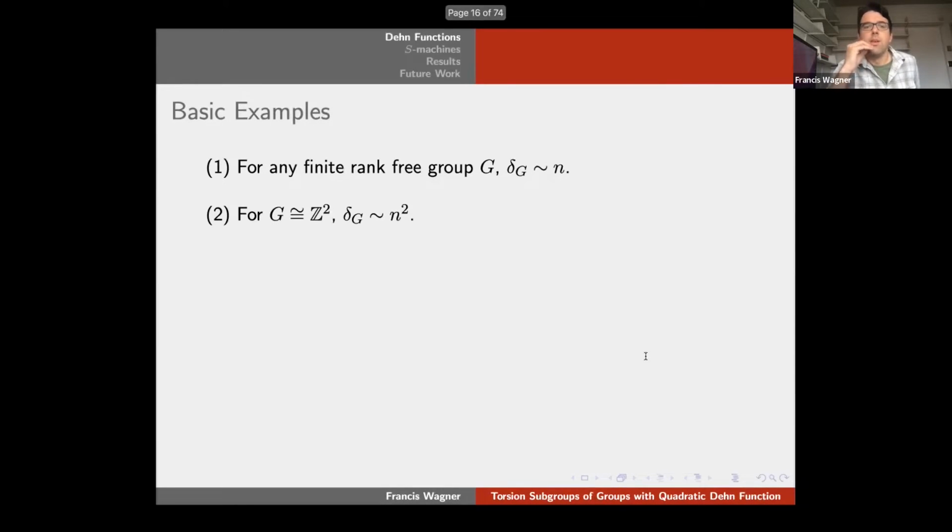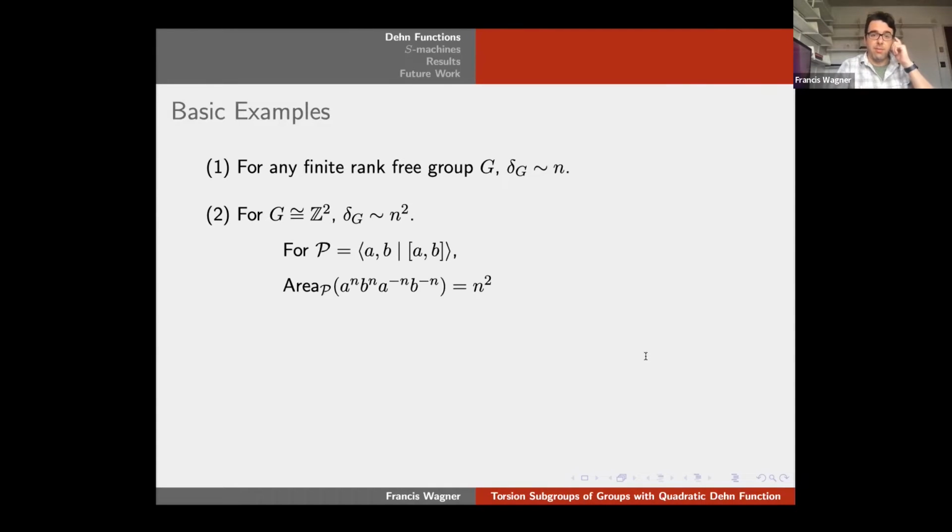All right, for a second example, let's look at the group Z plus Z. Then the Dehn function ends up being equivalent to the quadratic function, which sends n to n squared. To see this, let's take the presentation to be the natural presentation: 2 generators and the 1 relator being the commutator. Then I claim that the area of this word is this.